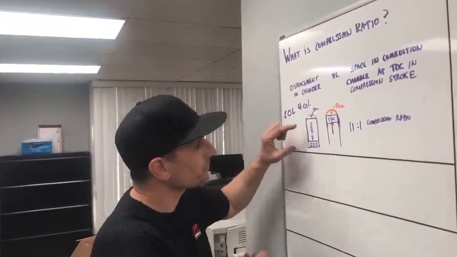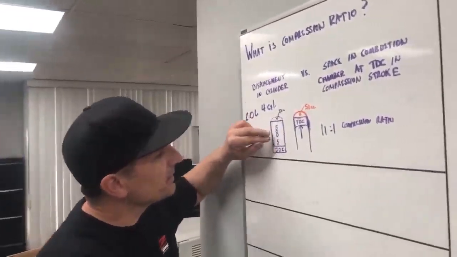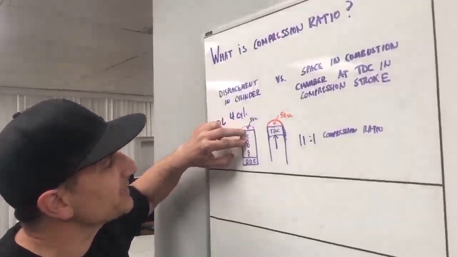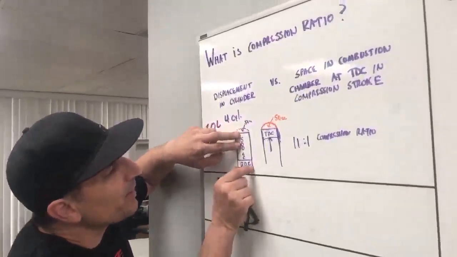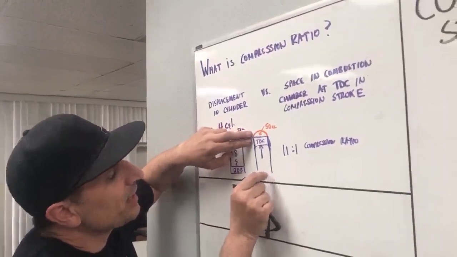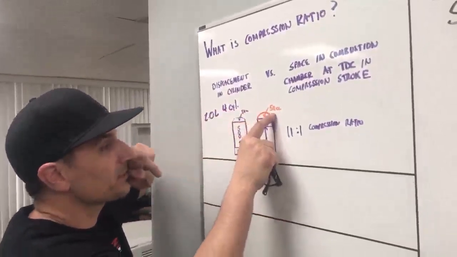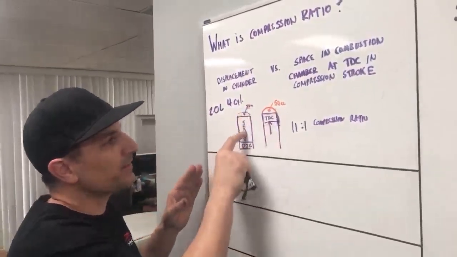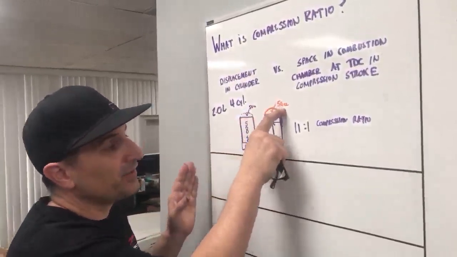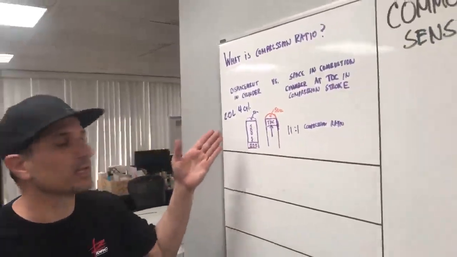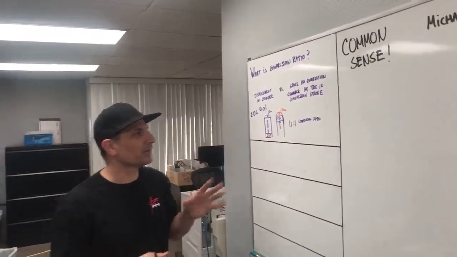So basically, when it's at bottom dead center here, you've got 500 cc's, and let's just say it's 50 cc's up here. So you've got 550 cc's when the piston's all the way down at the bottom of the cylinder. Then when the piston goes all the way to top dead center, we've only got 50 cc's of space. So the ratio of 550 to 50 is 11 to 1, and that's what the compression ratio would be in this instance. 11 to 1 is the compression ratio.